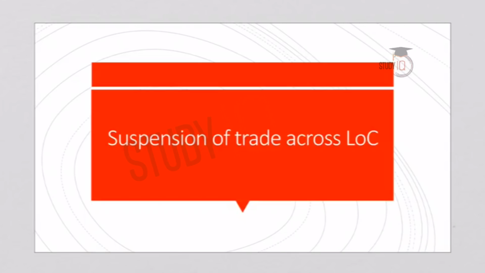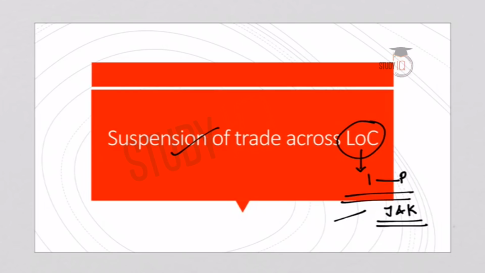I am Joy and today in this lecture we will discuss the suspension of trade across the Line of Control. So what is meant by the Line of Control? The term Line of Control refers to the military control line between Indian and Pakistani controlled parts of the former princely state of Jammu and Kashmir. This Line of Control is not a legally recognized international boundary, but it is a control line between Indian and Pakistani controlled parts of Jammu and Kashmir. So this is briefly about the Line of Control.